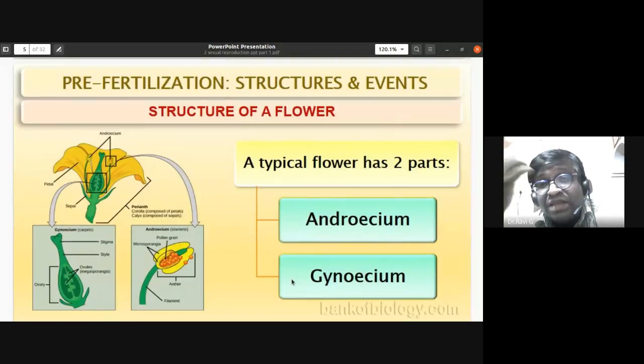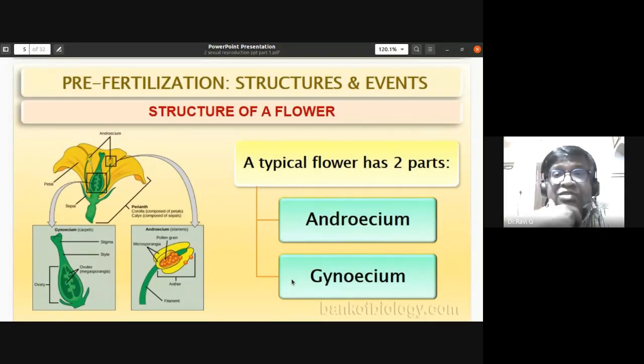For the pre-fertilization discussion, you should also know the structure of a flower. A typical flower has two parts, the androecium and gynoecium. Essential whorls, we call them. Androecium is the male reproductive organ and it is made up of stamens. Gynoecium or pistil is the female reproductive organ of a flower.